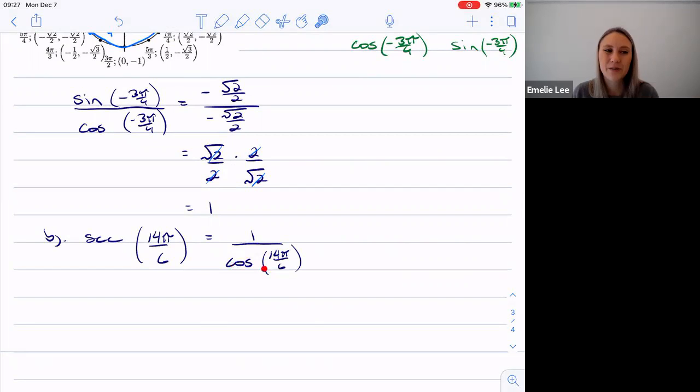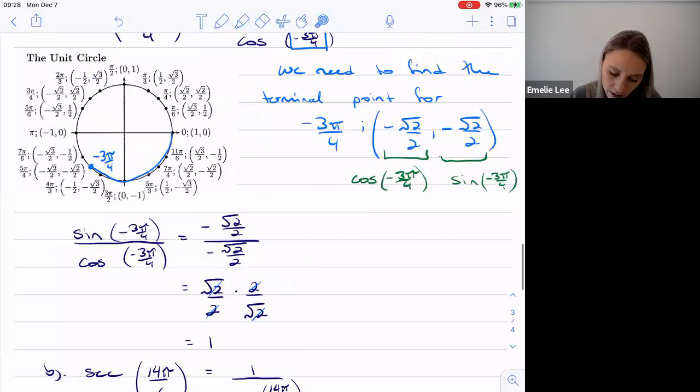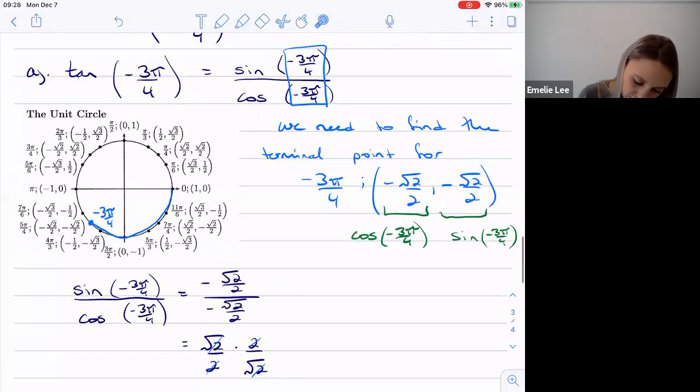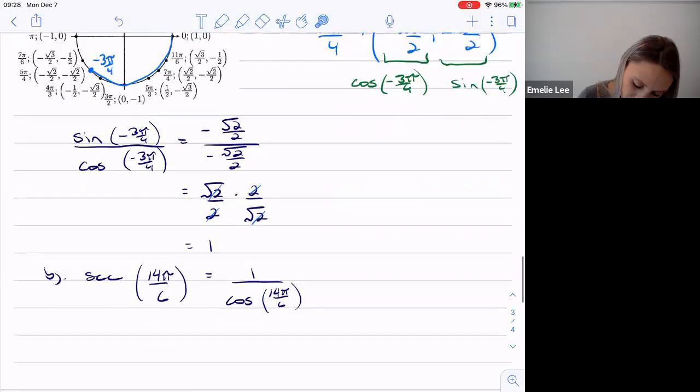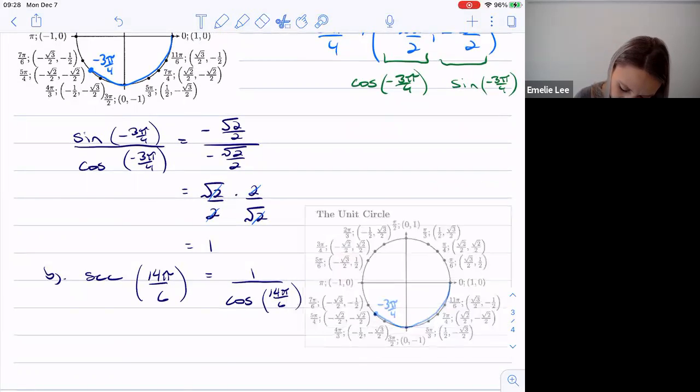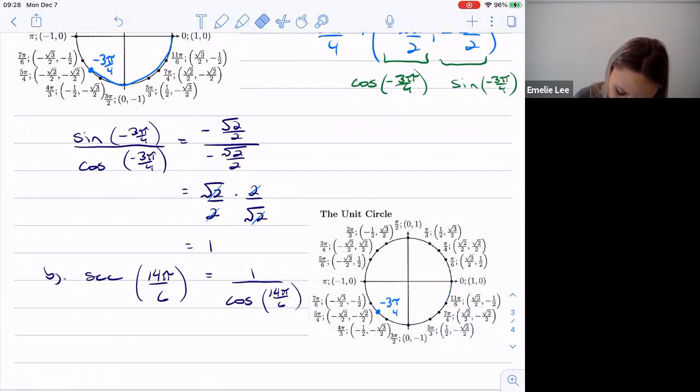This I know how to find. The cosine is the x value. 14 pi over 6, I can simplify a little bit. I'll copy and paste this. All right, so 14 pi over 6.